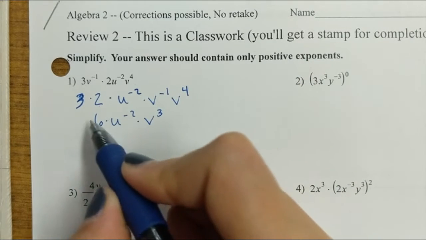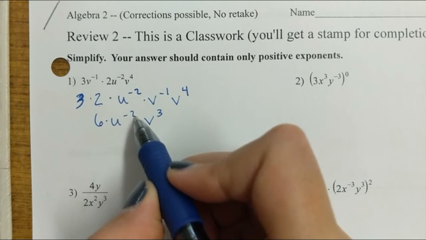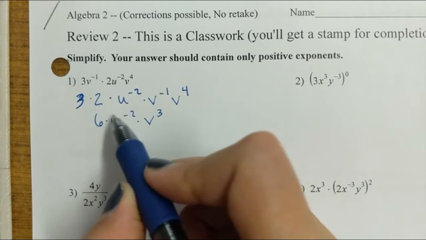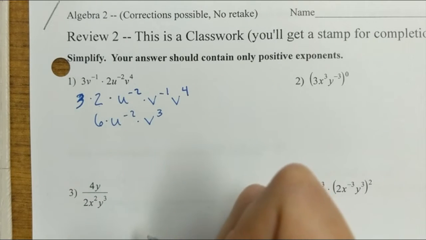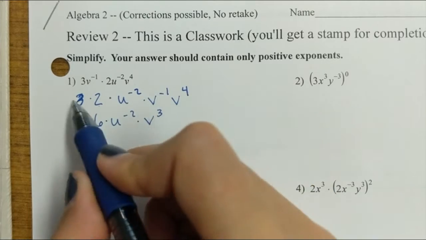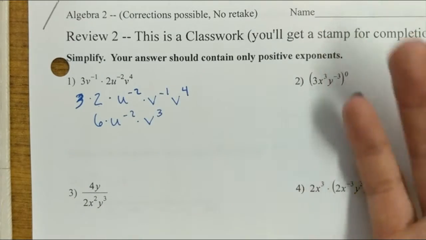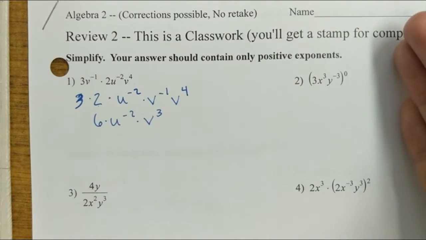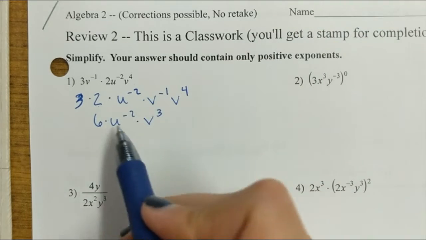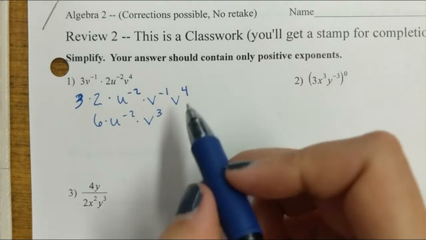Now, I like to put the dots just to remind us again, this -2 only applies to the u, not to the 6. These are separate things being multiplied. That's why we can rearrange them, right? Because multiplication is commutative. 2 times 3 times 4 is the same as 4 times 3 times 2. So we can rearrange it because everything is being multiplied.